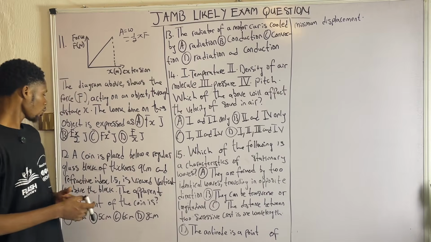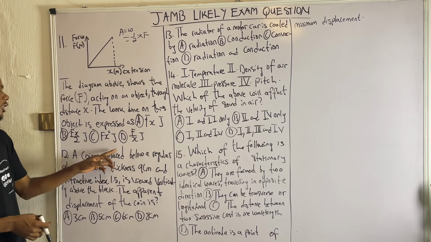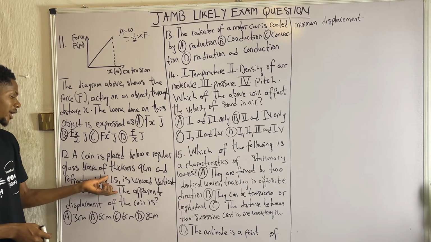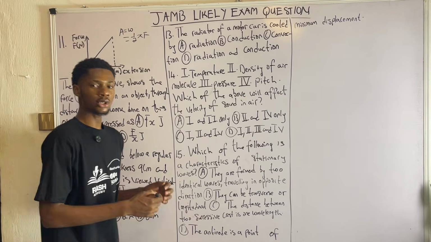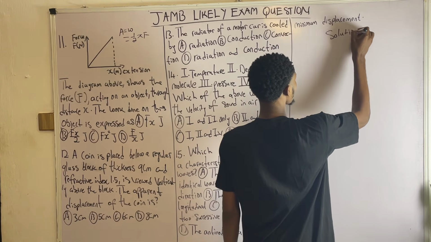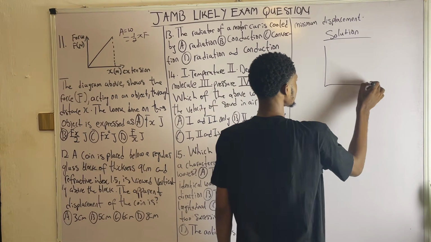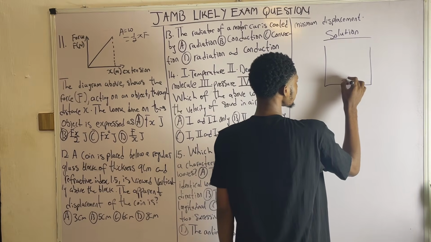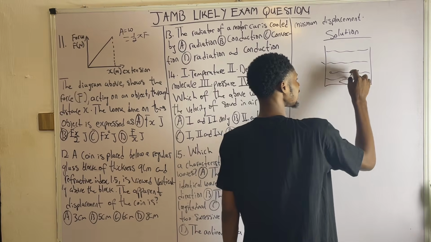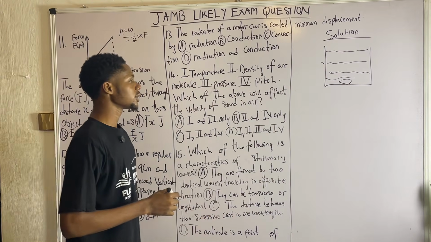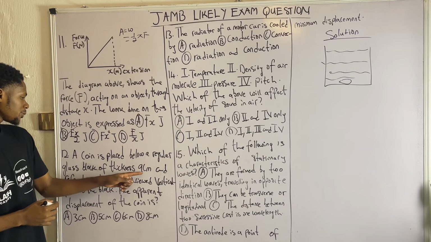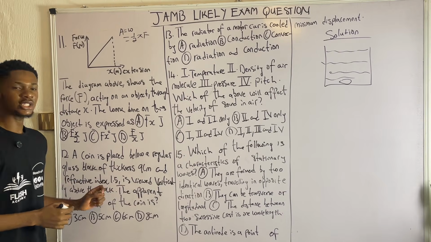Now here we have the next question on the board. It says a coin is placed below a regular glass block of thickness 9 cm and refractive index 1.5. I'm going to draw this one on the board. Solution: we have a glass block like this, and then a coin is placed beneath the glass block. They said the thickness of the glass block is 9 cm and the refractive index is 1.5.